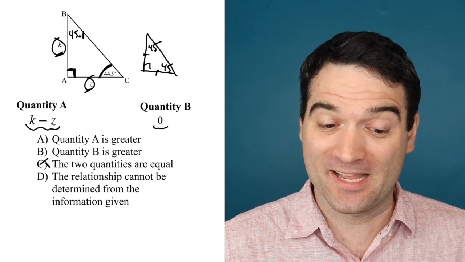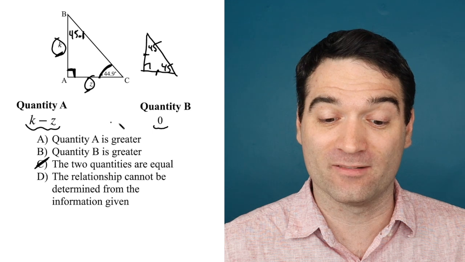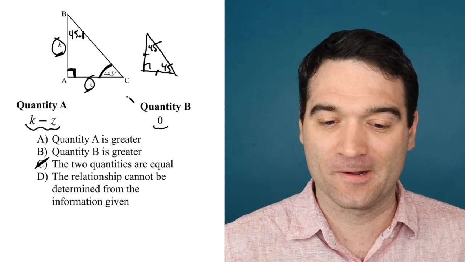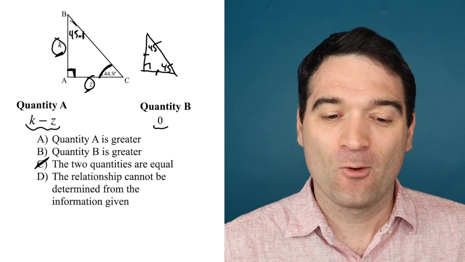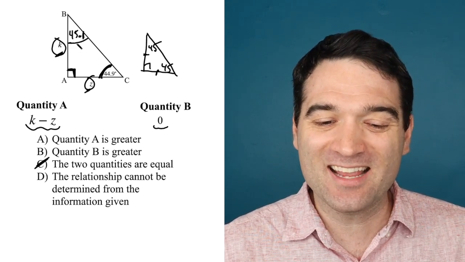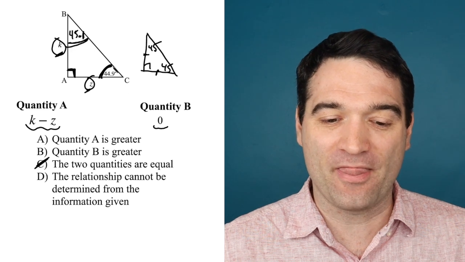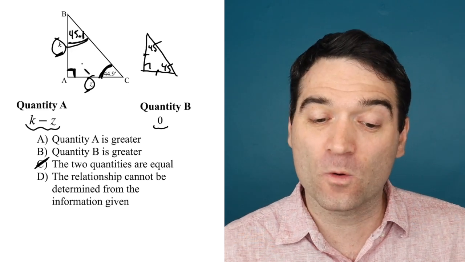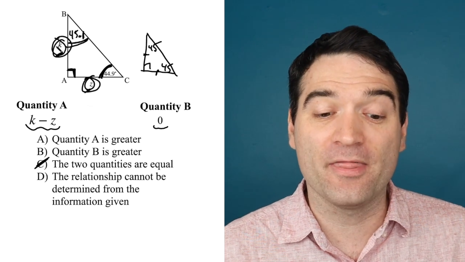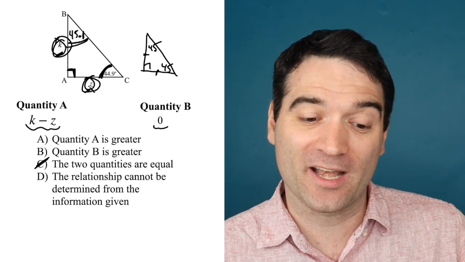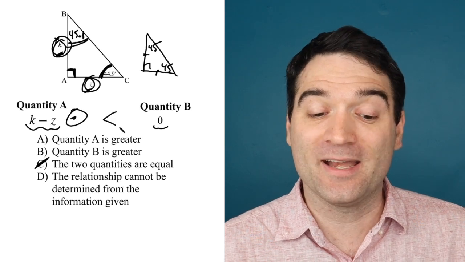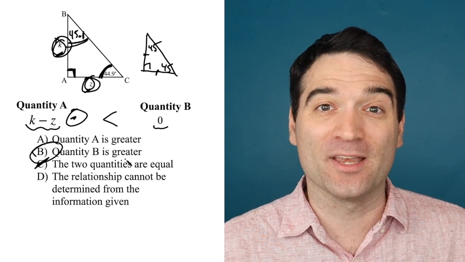So at the very least, we can say that the two quantities are not equal because K and Z are not equal. If K and Z were equal, that would equal 0. So which side is bigger? Well, I can tell by the size of these angles. Since this angle is just a little bit bigger than that angle, I know that the corresponding side, the side opposite it, is larger than the other side. So Z is greater than K. And if that's the case, then K minus Z is going to be a negative number, meaning that quantity B is going to be greater.